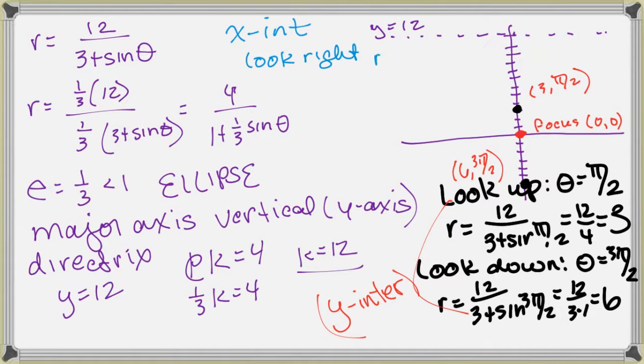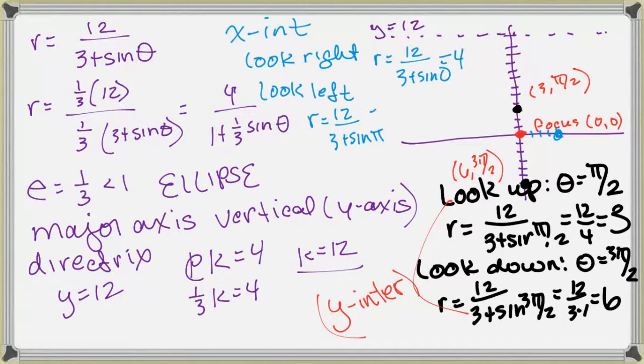If we do that, then theta is 0, right? In which case, we just get a 4. So if I look right, I'm going to go 4: 1, 2, 3, 4. And let's look left. This is symmetric, recall. So if I look left, which would be at pi, sine is also 0, so we get a 4 again. So 1, 2, 3, 4 when I'm looking left. And so now we have our picture.